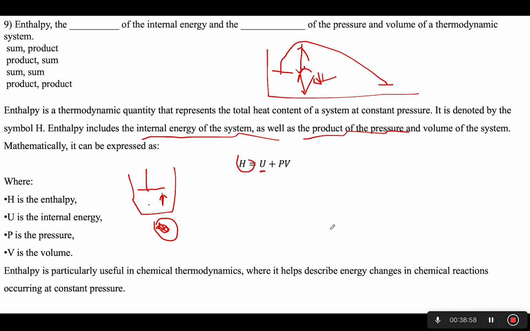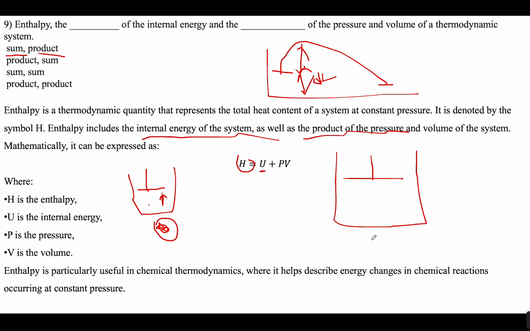Now coming to the question. Enthalpy is the sum of the internal energy and the product of the pressure and volume of a thermodynamic system. Let me describe it once more. Suppose this is a system kept at constant pressure, and we provide some heat. First, the motion of the particles inside the system increases, which creates work on the piston and helps it go upward. The energy required to activate the particles, together with the work done to raise the piston and enhance the volume, is combinedly known as the enthalpy of the system.